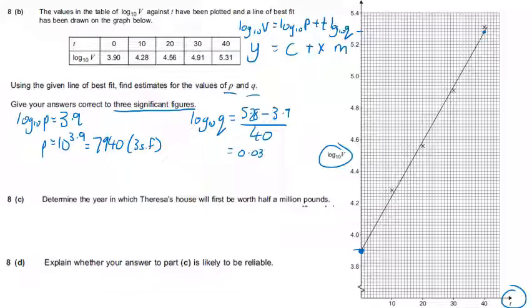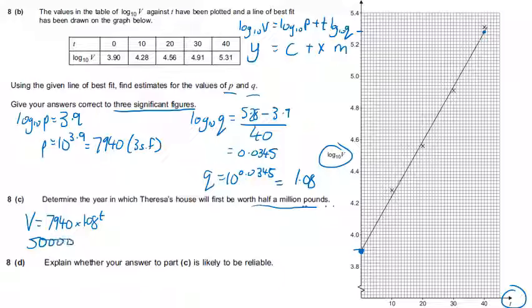And that gives 0.0345, so Q is 10 to the power of that. And again, to 3 significant figures, that gives 1.08. So our model now looks like this, that V is equal to 7940 multiplied by Q, which is 1.08 to the power of t. So find the value when it's half, find the year in which the value is £500,000.